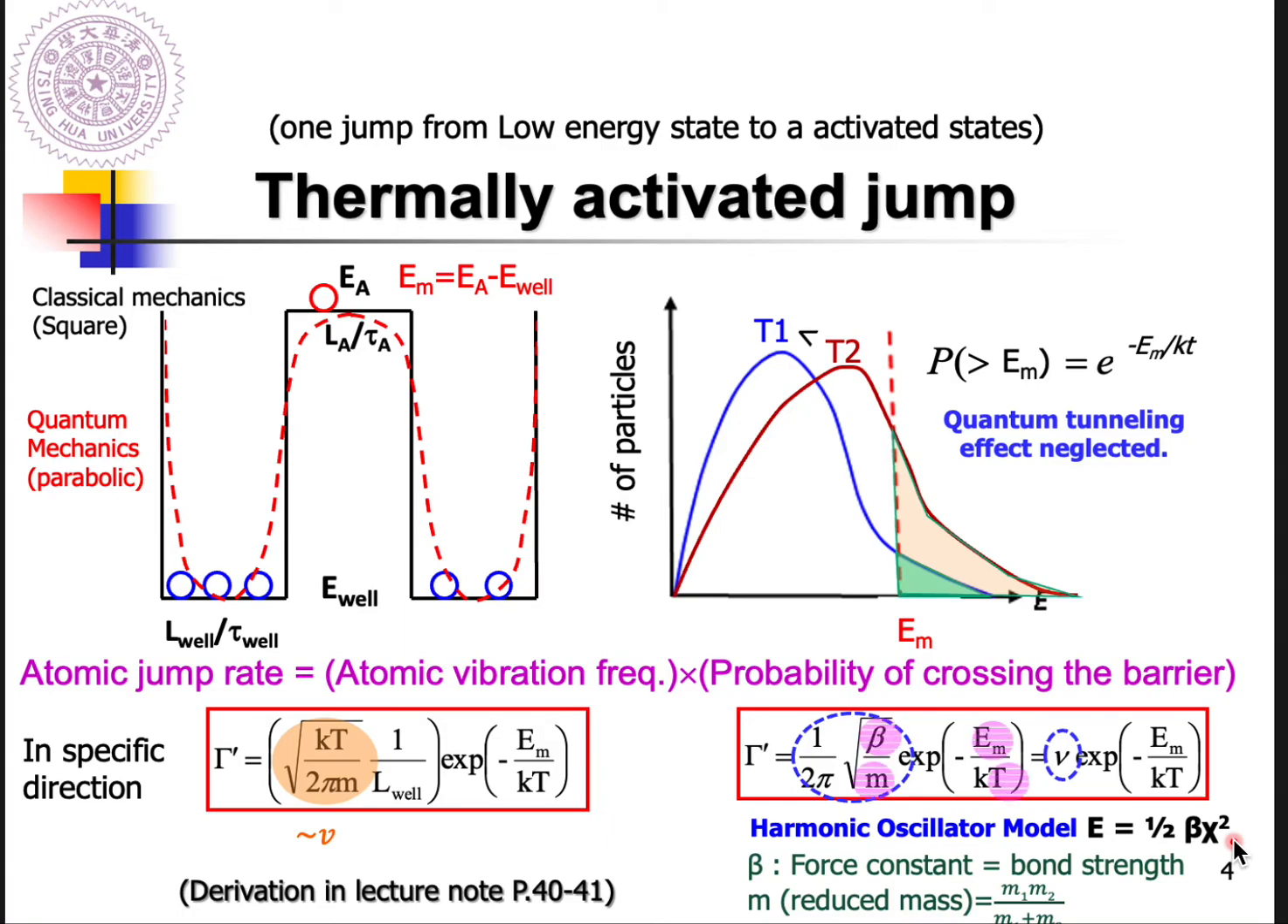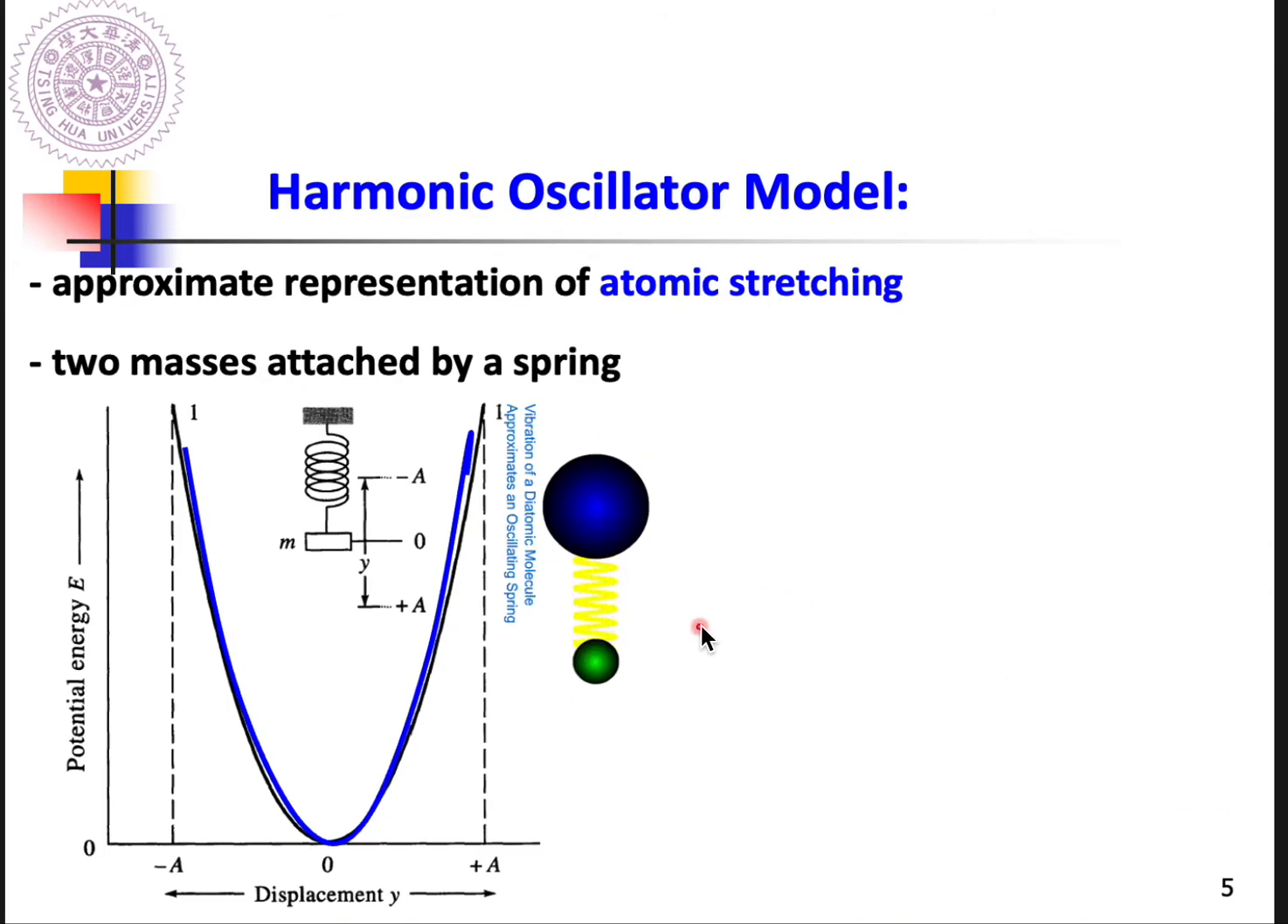So I use the slide to quickly review what the harmonic oscillation model is. In crystals, you can consider the atoms as attached by a spring to each other, so there's a mass interaction between two atoms. And if you plot the energy as a function of location or displacement, you can get this curve.